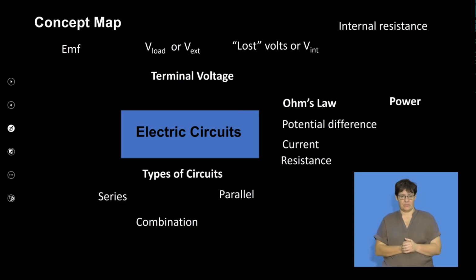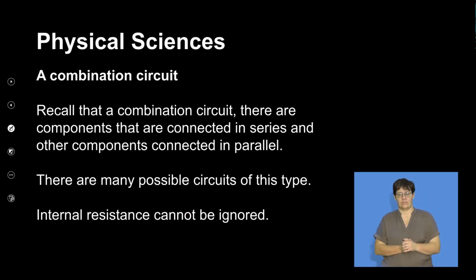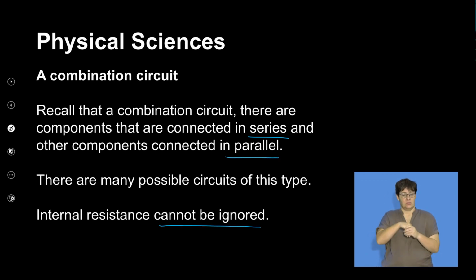Recall that in a combination circuit, there are both series and parallel components connected to each other, and there are also different scenarios in terms of combination circuits. In the following examples that we'll use, we are not going to ignore the internal resistance of the battery.